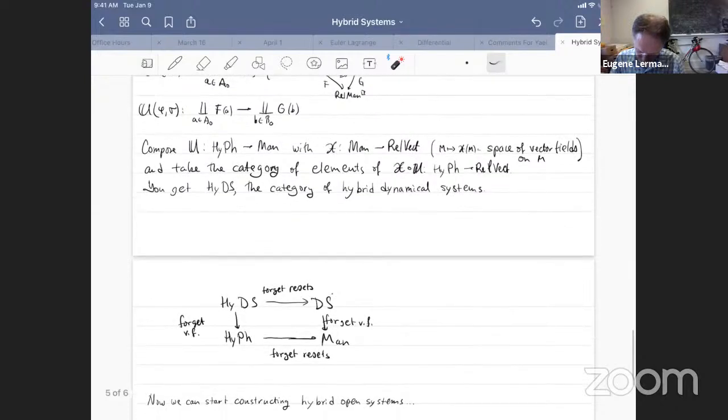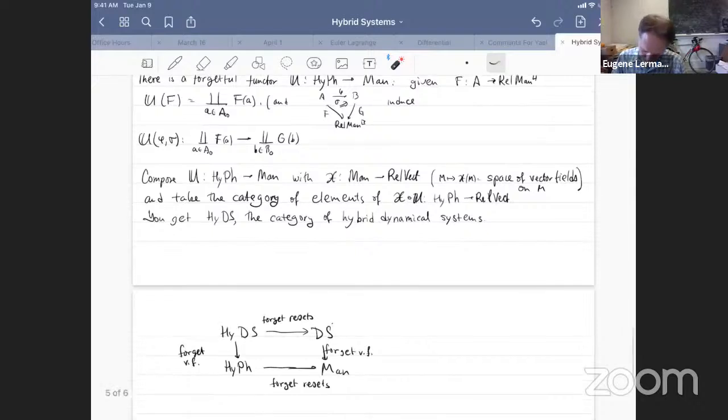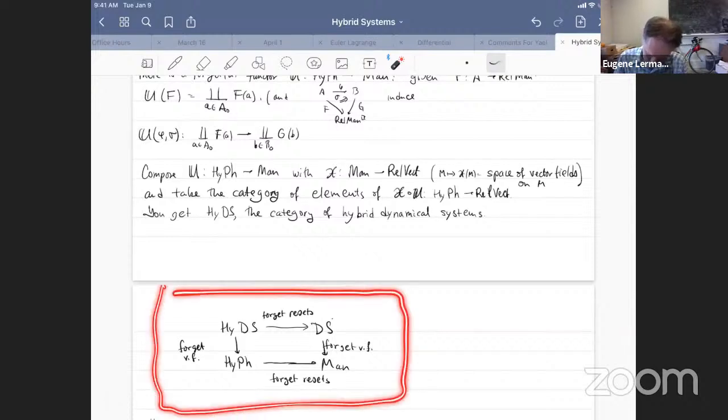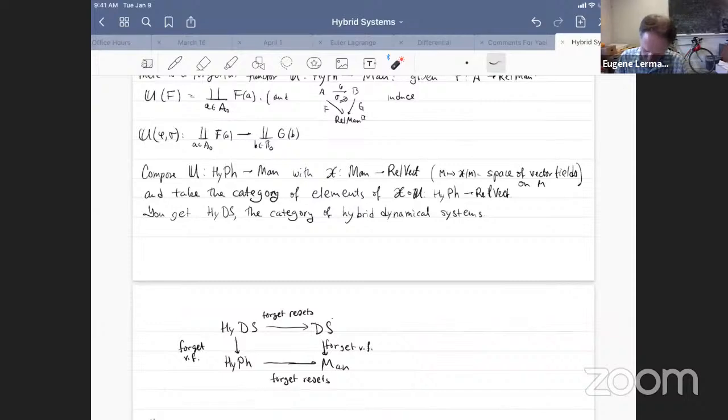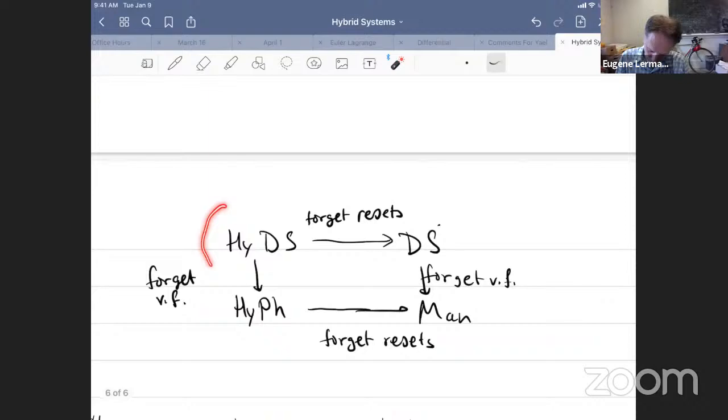From the category theoretic point of view, I'm going to go about 9 minutes fast. I'm going to finish early. Right, what do we get? We get a diagram like this between various categories. Let me blow it up. We have a category of hybrid dynamical systems. And there is a forgetful functor to hybrid phase spaces. So this category is the new thing.